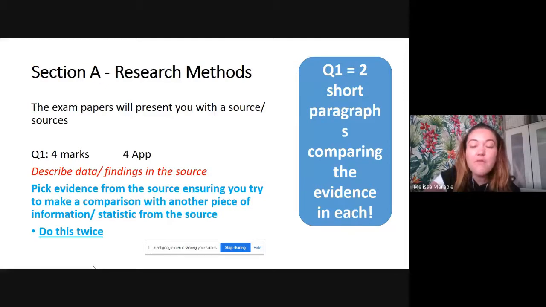So I've now broken down each question as to what you should be doing. So let's look at question 1. That's worth 4 marks, and that is 4 AO2 marks for your application. And in red, I've said it would be describe data or findings in the source. In blue, I've given you my suggestion on how to answer to get 4 marks. So pick evidence from the source, ensuring you try to make a comparison with another piece of information and statistic from the source. You need to do this twice.